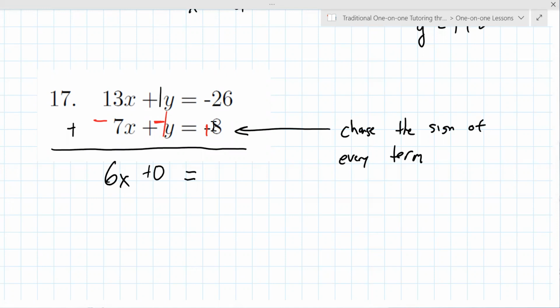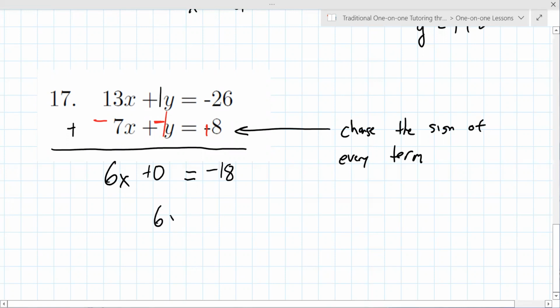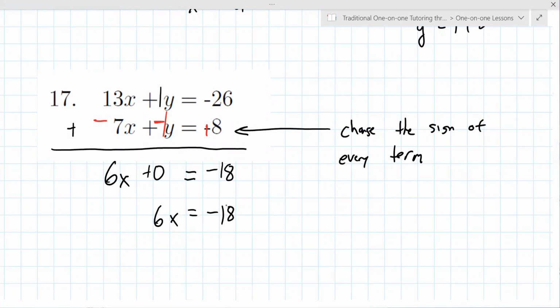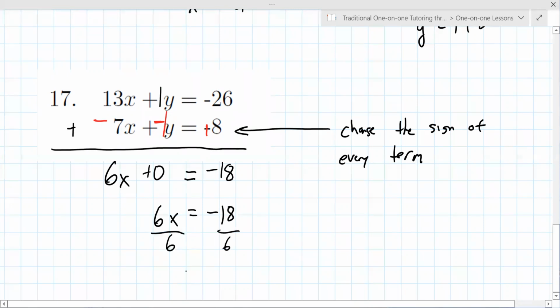It's -18. Very good. So 6x equals -18. What is the value of x? How do you solve for x? You divide both sides by 6. That's right. So x equals -3.